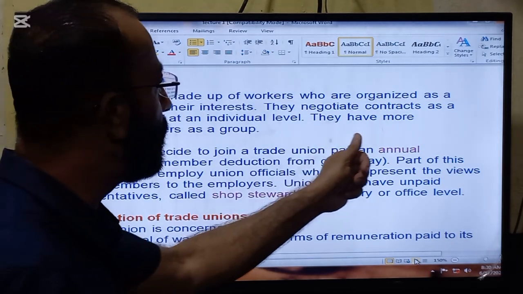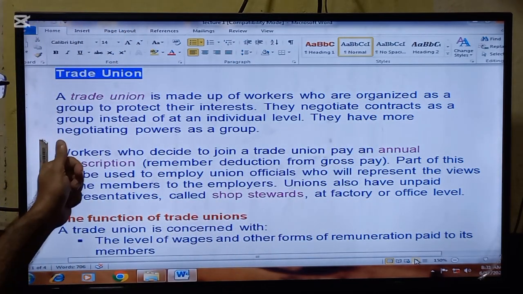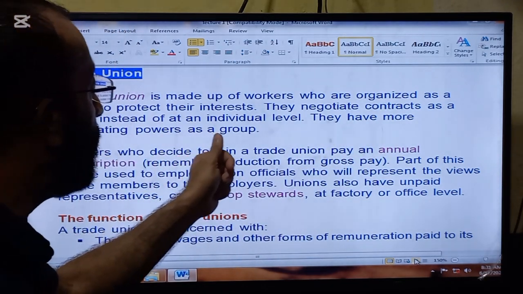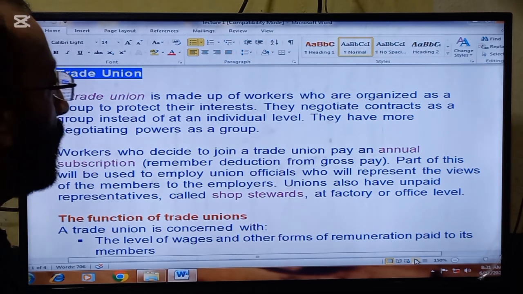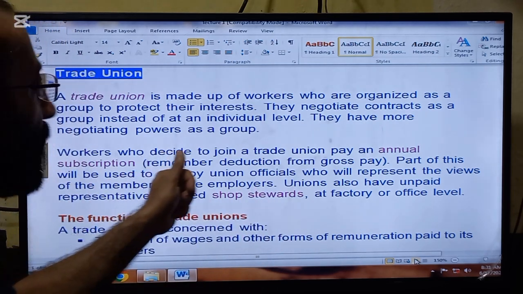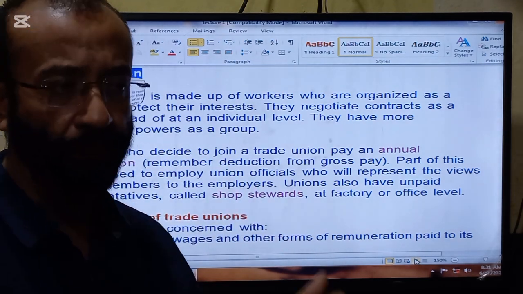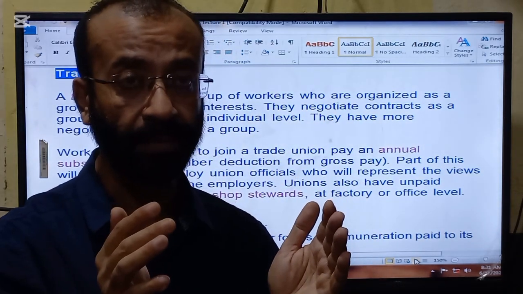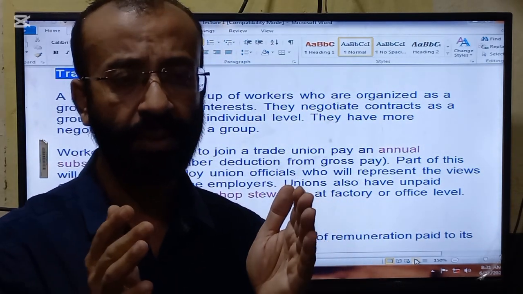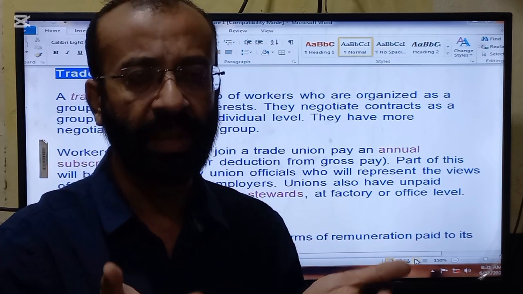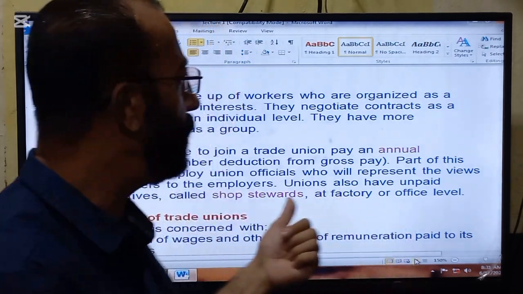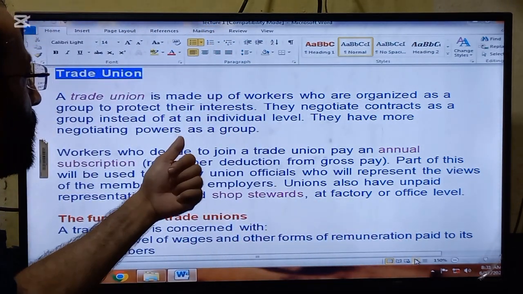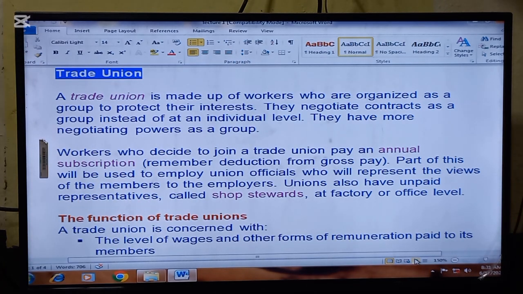They negotiate contracts as a group instead of at an individual level. They have more negotiating power as a group. So definitely when someone deals with the other as a group rather than the individual, the more power that group will have. So this is the thing which is told in this paragraph.